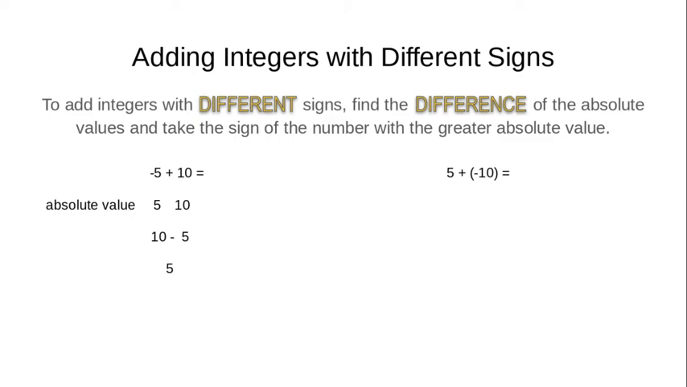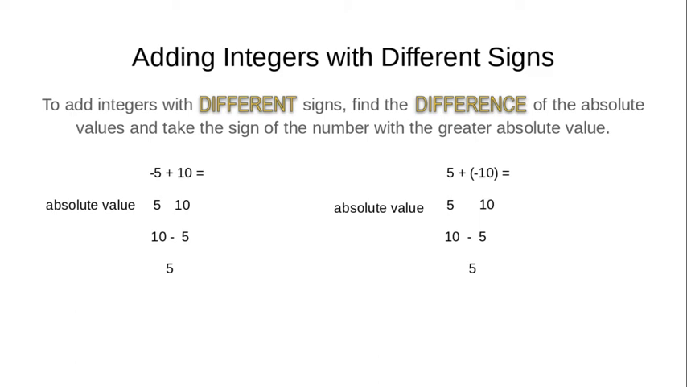Now let's look at our second example, positive 5 plus negative 10. So the absolute value of 5 is 5. And the absolute value of negative 10 is 10. And now we're going to find the difference of the absolute values. So 10 minus 5 equals 5.